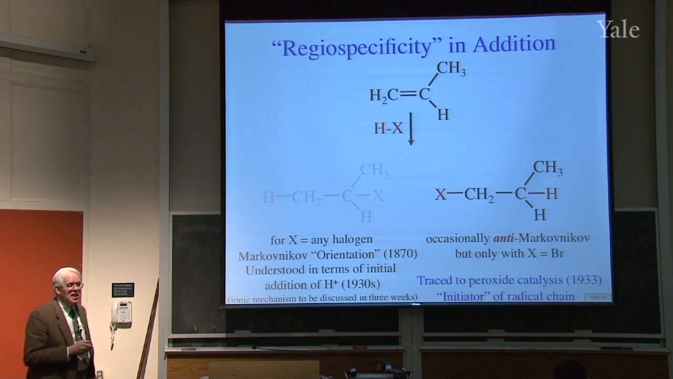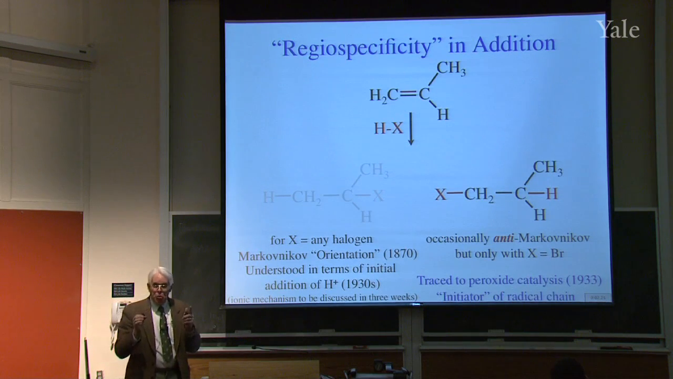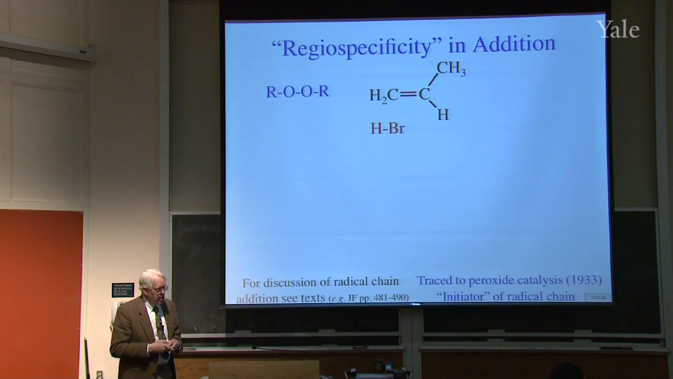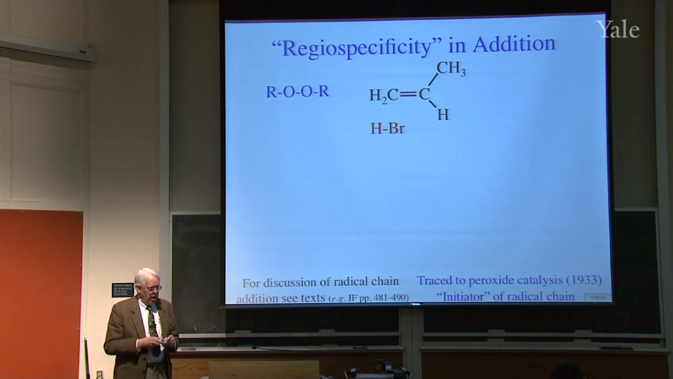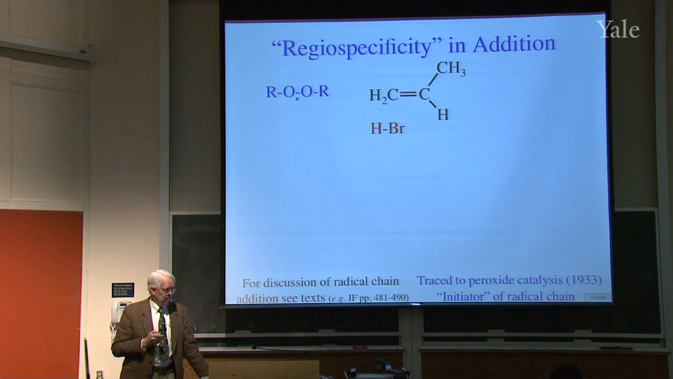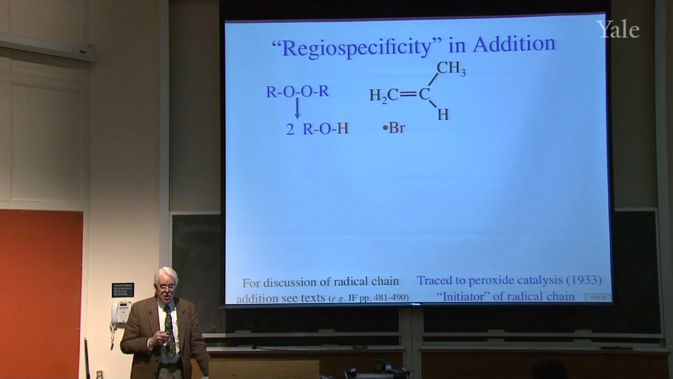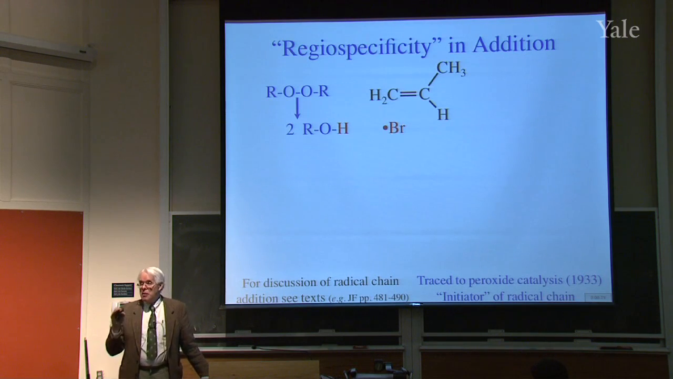It's because it's an initiator of radical chains. Remember, you needed some way to have a radical to begin this whole process. So if you have ROOR, a peroxide, and HBr, and the alkene, the first thing that happens in this mechanism is that you break the OO bond to get two RO radicals. Now you have the radical that can do a hydrogen abstraction. So it abstracts hydrogen from HBr. And now you're into the machine.